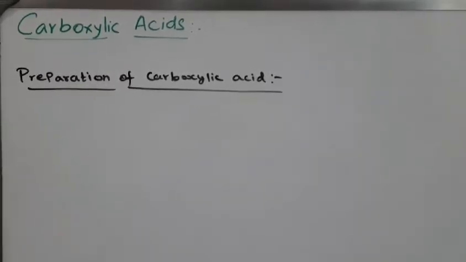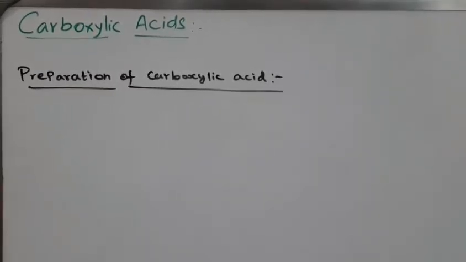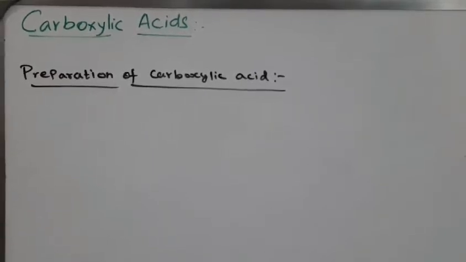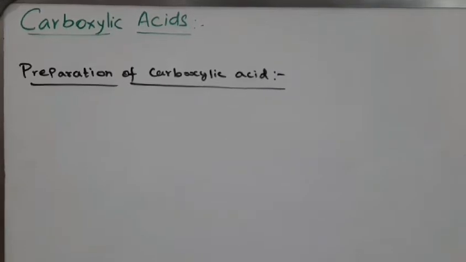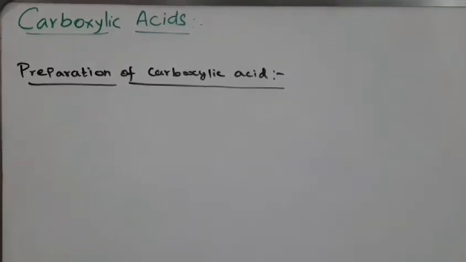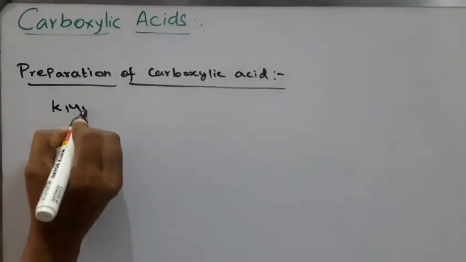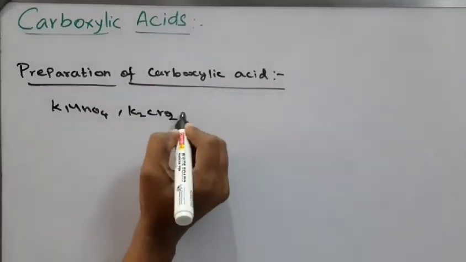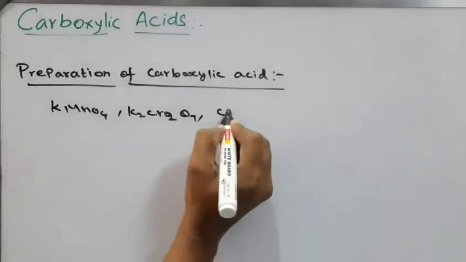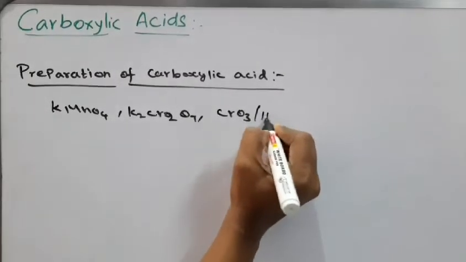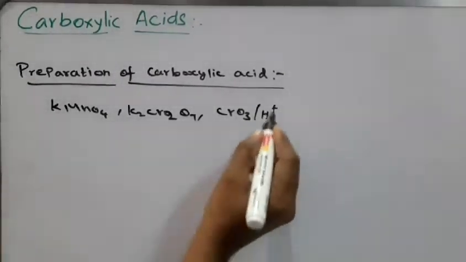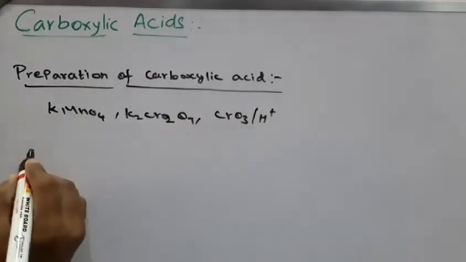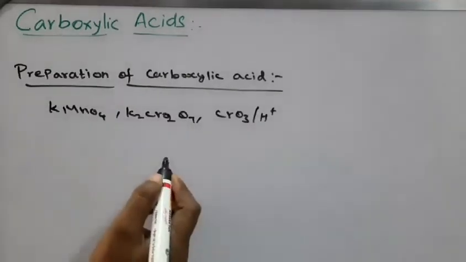Primary alcohols readily undergo oxidation reactions to give the acid, in the presence of a strong oxidizing agent like KMnO4, K2Cr2O7 and CrO3 with acidic medium. So these are common strong oxidizing agents, and in their presence it gives the acid.